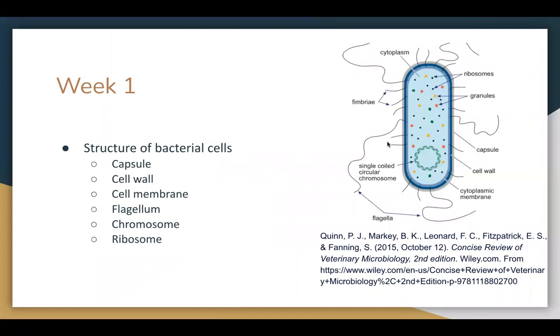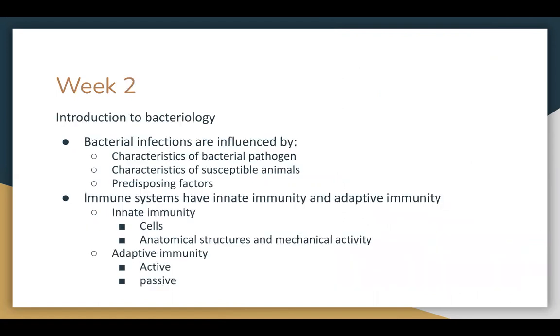All right, so the structure of bacterial cells: the capsule provides prolonged survival in the environment, cell walls are responsible for the shape of the organism, and the cell membrane involves the active transport of nutrients, respiration, excretion, and chemoreception. The flagellum is responsible for motility. The chromosomes hold the DNA, and the ribosomes are involved in protein synthesis.